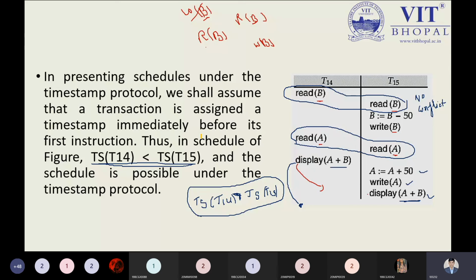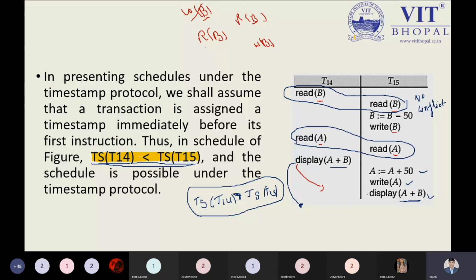You can say you are using the timestamp protocol along with the lock-based protocol. But do not increase the complexity. Just understand the concept step by step. So here we're talking about the timestamp protocol, so no lock and unlock on data variables will be applicable over here. In the presented schedules under the timestamp protocol, we shall assume that a transaction is assigned a timestamp immediately before its first instruction, and thus in the schedule of the figure, the timestamp of transaction T14 is smaller than the timestamp of transaction T15, and the schedule is possible under the timestamp protocol.